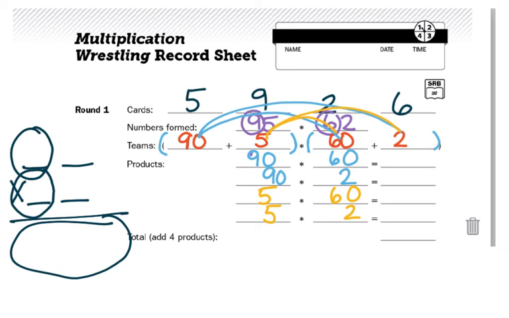Now I go ahead and figure out the extended facts. 9 times 6 is 54 with 2 zeros. 9 times 2 is 18 with 1 zero. Line it up carefully. 5 times 6 is 30 with 1 zero. And 5 times 2 is 10.